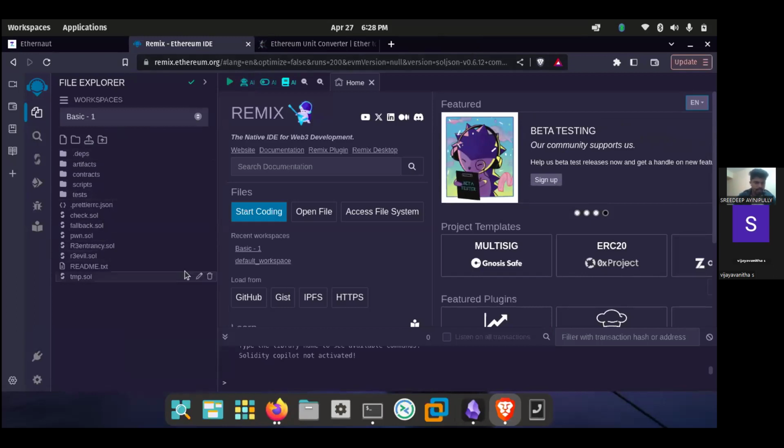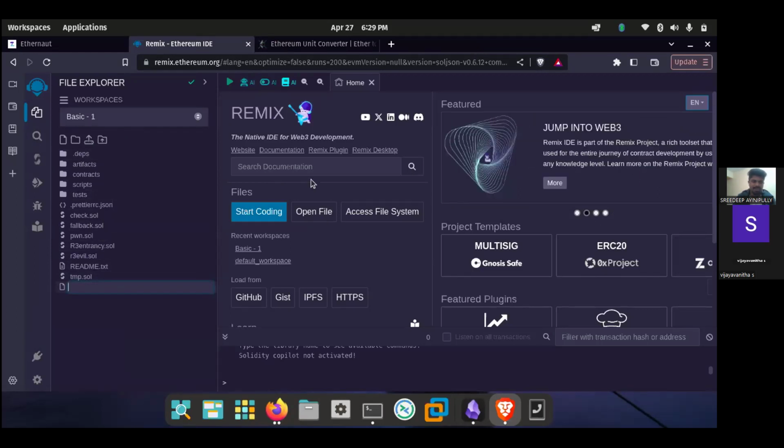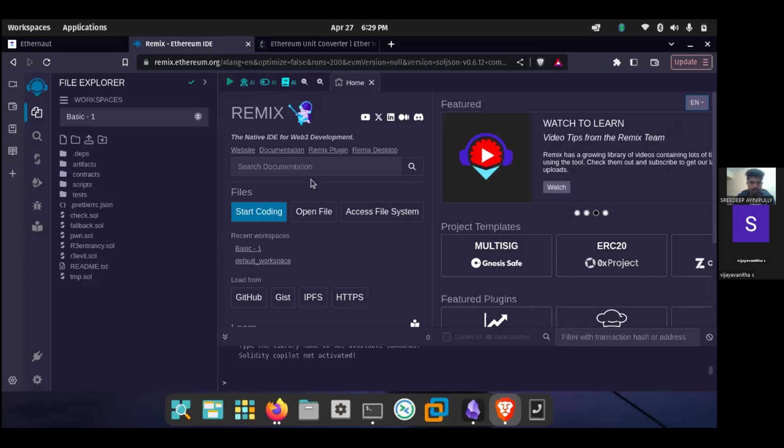This is an IDE for developing and deploying smart contracts. Remix is the well-known IDE for Web3 people. Let's say that VS Code is popular on the developer side; like that, we have Remix here. First, Fallback is the name of the contract, and the extension is .sol, because it's short for Solidity.